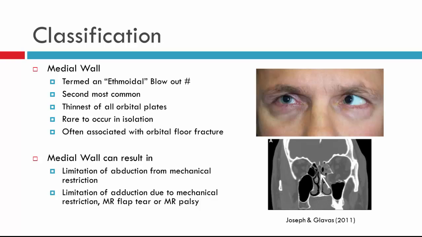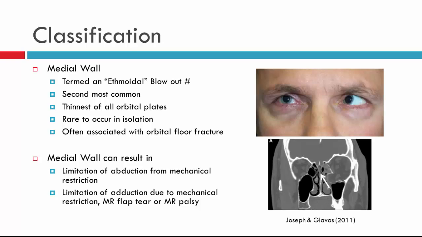It's rare to occur in isolation and often occurs with a blowout fracture of the floor. So it's not uncommon to see both a floor and medial wall fracture, and here we see such an instance. Okay, a medial wall fracture generally causes issues horizontally in terms of ocular movements, so we'll see limitation in abduction.